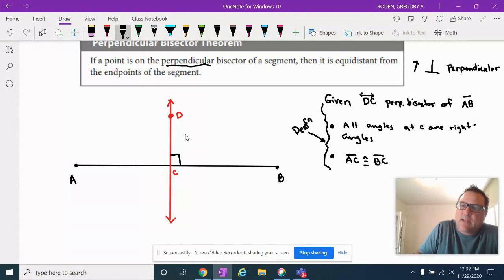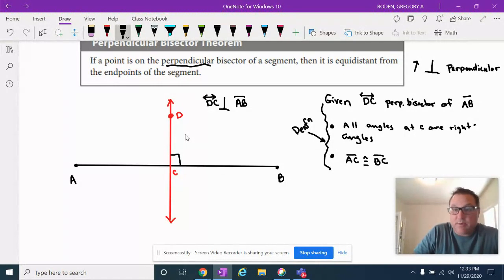So I'm probably never going to write the word perpendicular. I'm going to use an upside down capital T to symbolize it. So how could I do that? I could say, since this is a perpendicular bisector, that line DC is perpendicular to segment AB. I'm not going to use the word perpendicular very much. I'm going to use the upside down capital T, and that's pretty much a universal symbol for perpendicular.